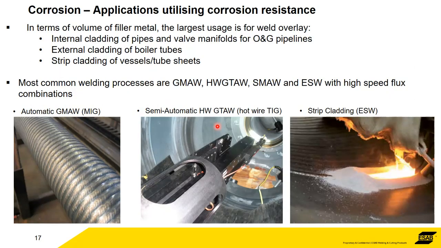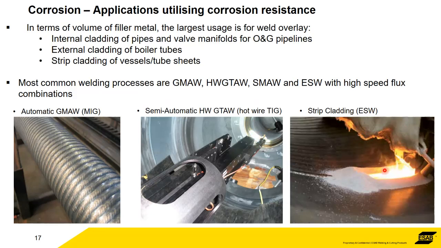In terms of the volume of filler metal used, nickel-based filler metal's largest use in the world is for weld overlay. So overlay cladding of pipes, manifolds, boiler tubes. Here, for example, is the external cladding of a boiler tube. Here's the internal cladding of a large manifold, and not to forget strip cladding.